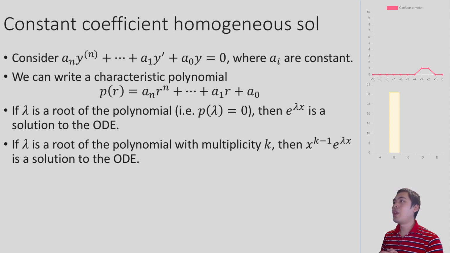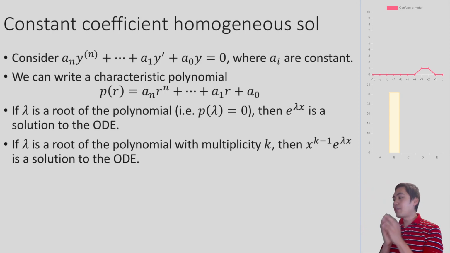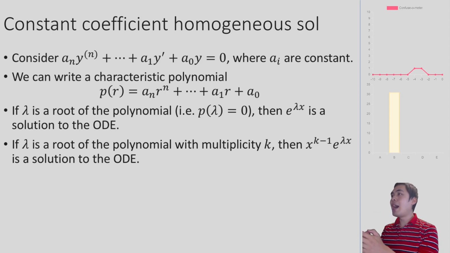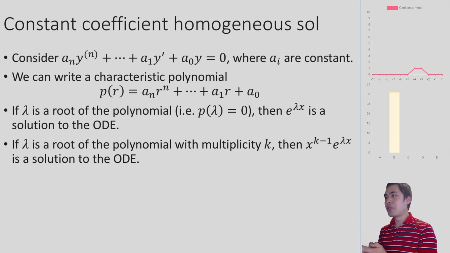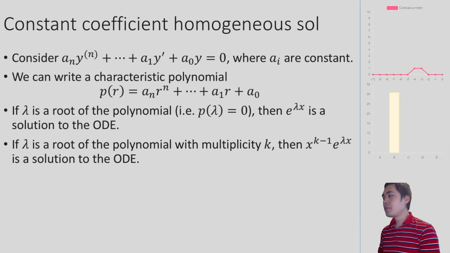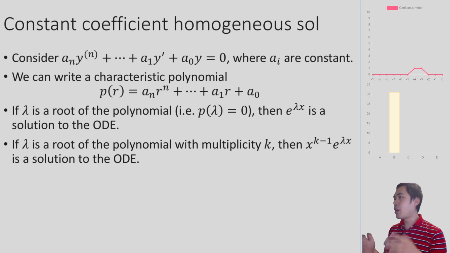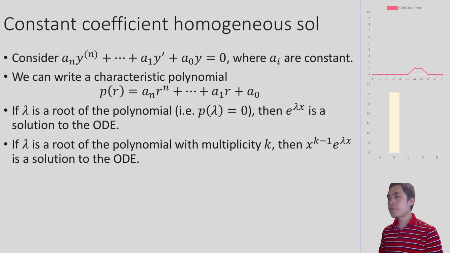Why did we just switch y with r? Yes, we just switched y with... So you have to be careful. We didn't exactly switch y with r. We switched derivatives of y with powers of r. So the nth derivative of y and the nth power of r. So that's how we wrote this new polynomial. And then I'm just going to say that lambda is a root of this polynomial. So p of lambda is equal to 0.